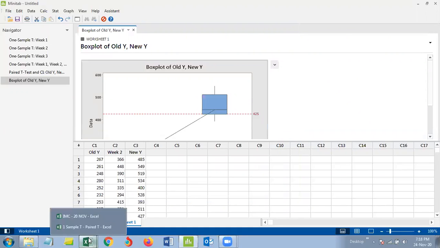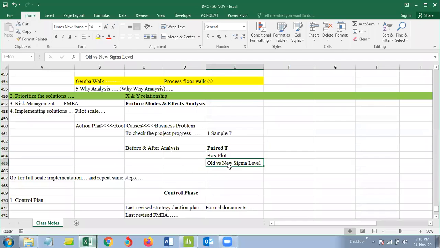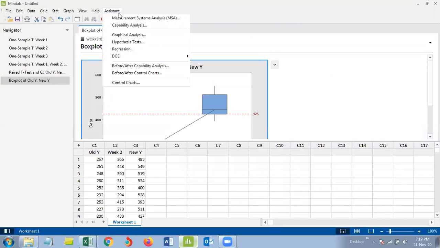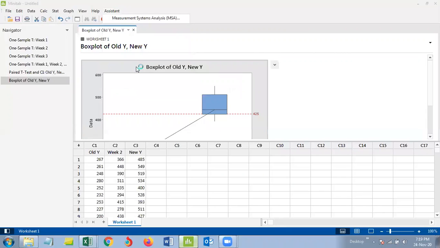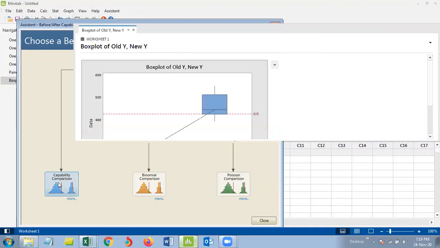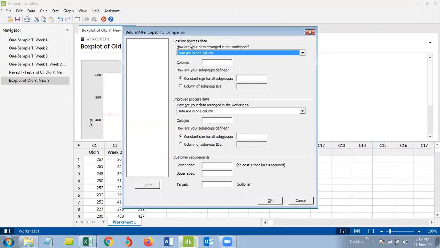And pretty much the last thing in the improve phase is when you have your old and new Sigma level. For that, again, you still have this Assistant option. Go to Assistant, it says before and after capability analysis, old versus new Sigma level comparison. Click on this and it will give you this option, capability comparison. Click on this data. And it says baseline process data. What's your old data? Well, select the old data. Subgroup size 1 because it's a single column. All old data is in a single column. Improved process data, that's my new Y.